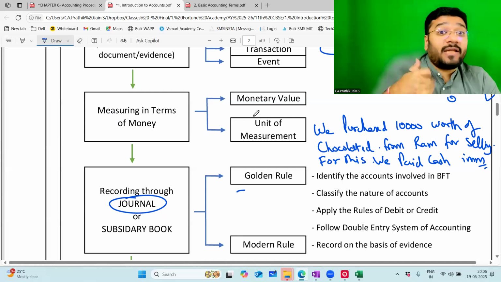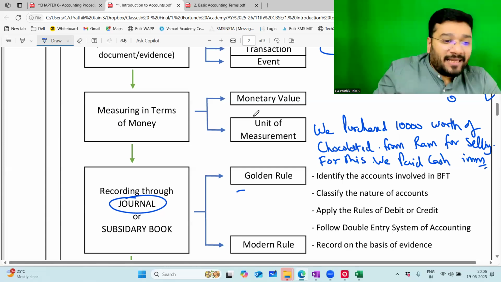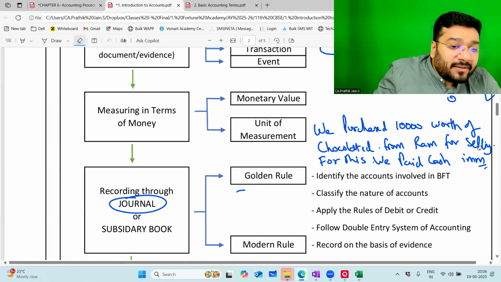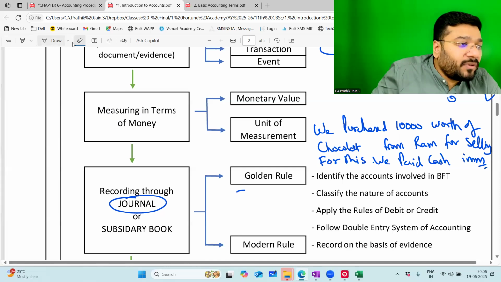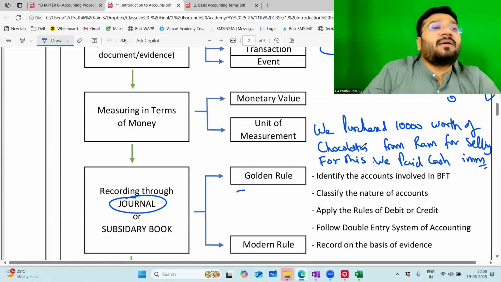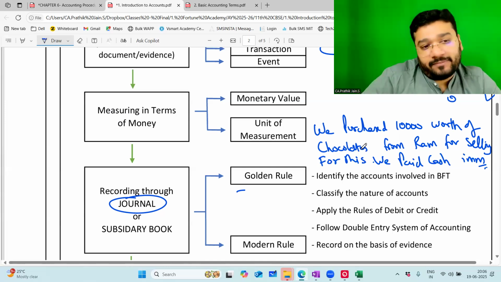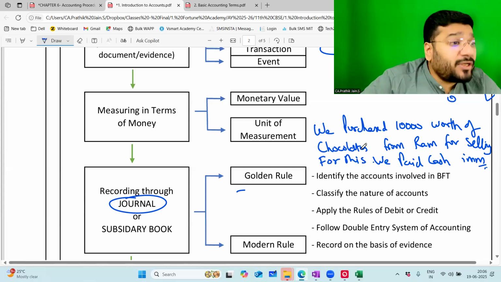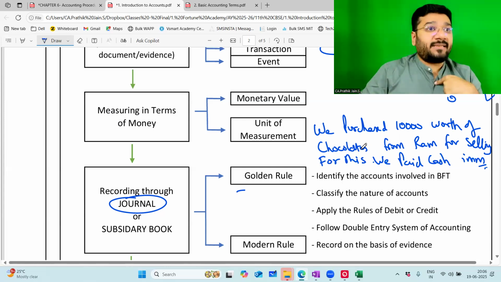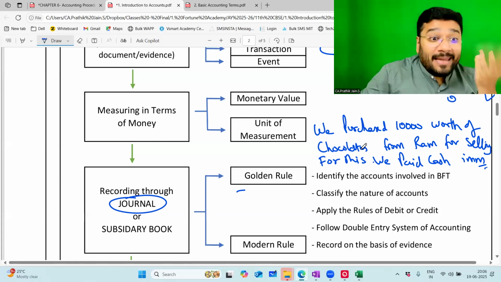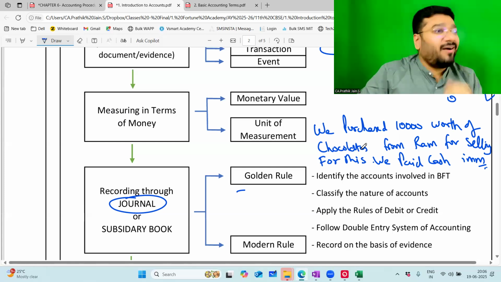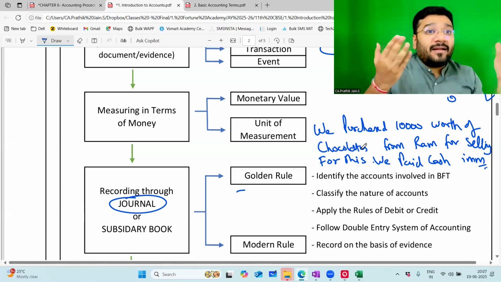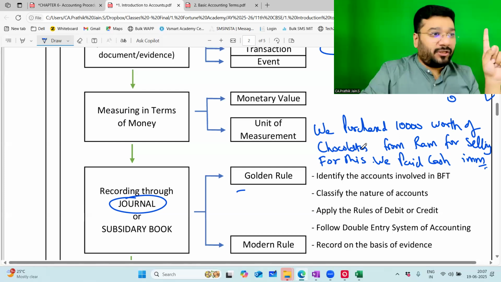My intention of buying chocolates is not to consume. My intention is to sell. And for this, we paid the money immediately. Now, please tell me, is this a BFT or BFE or nothing? BFE. Sir, this is a 100% transaction. This transaction is taking place between the business and a third party, whose name is? Ram. This transaction is taking place between the business and Ram, a third party. So this is a transaction.